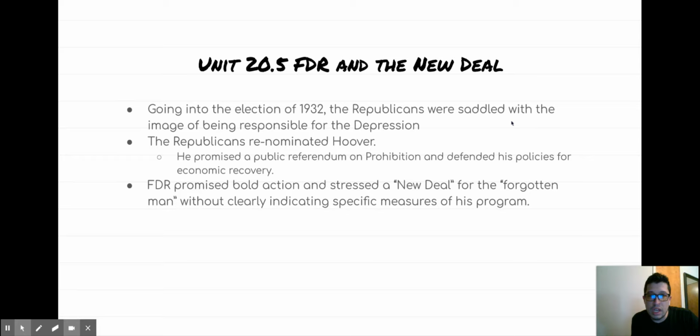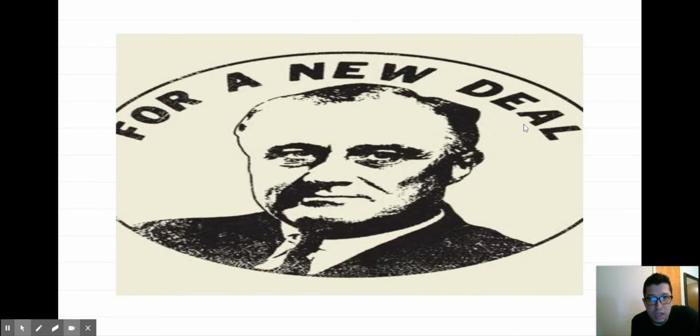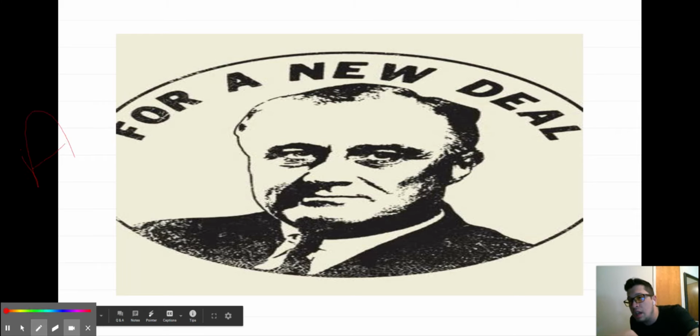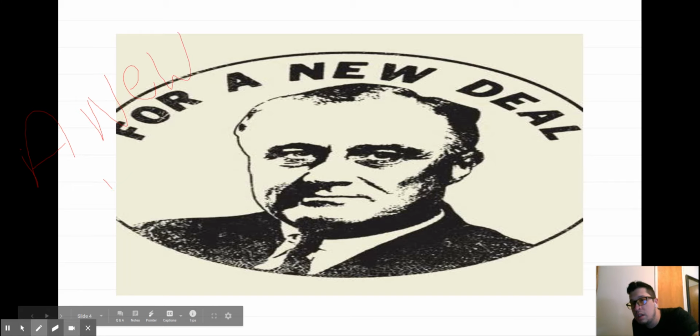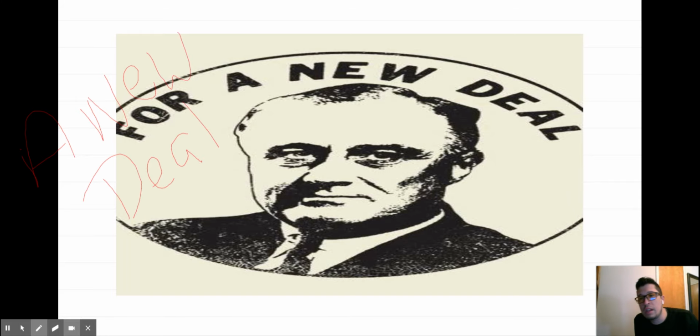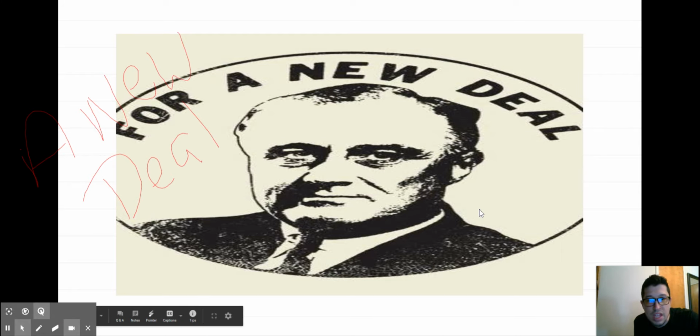So this is just reiterating the last thing. The Republicans renominate Hoover, and FDR promises a New Deal for the forgotten man, for the average man. He really plays on going for the middle class of America and looking to repair them, which is something the Democratic Party does. That's their thing. This is one of his campaign buttons that advertised his campaign slogan, and again, that campaign slogan was a New Deal for the American man, for the average man.